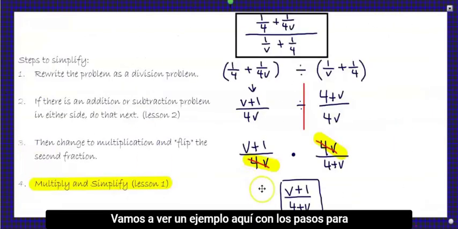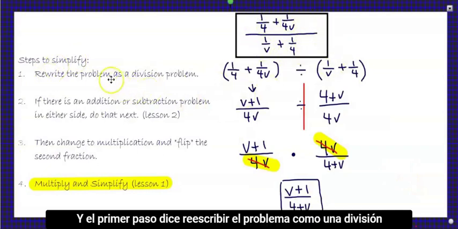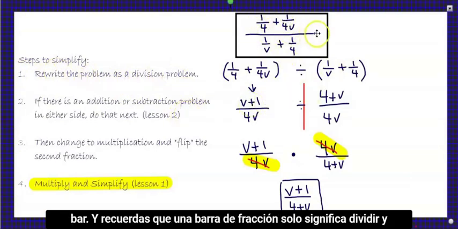We're going to look at an example here with the steps to simplify. So I have the steps here. Here's our original problem up here. And the first step says rewrite the problem as a division problem. So this is the numerator, and this is a fraction bar. And you remember fraction bar just means divide. And then this is the denominator.